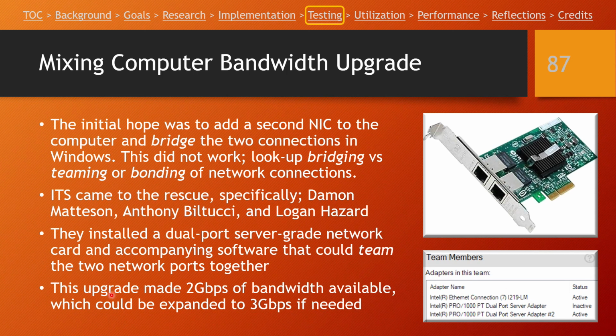And that gave us an upgrade to essentially 2 gigabytes per second of bandwidth. If we had wanted to add in the third port, we could have gone up to 3 gigabytes per second. By 3 ports, I mean the 2 on the card and the pre-existing one on the computer's motherboard. One point to mention is that NDI can be split across multiple network connections if they are teamed together.